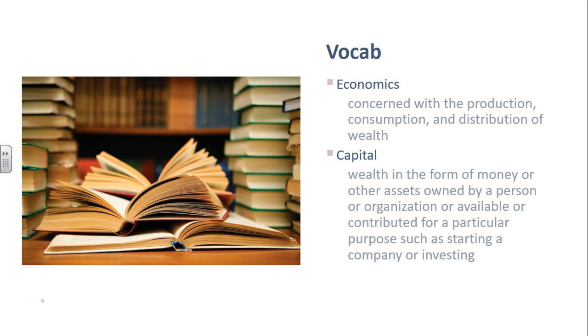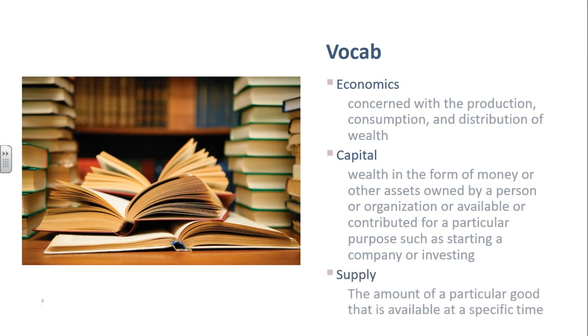And capital is going to be wealth in the form of money or other assets owned by a person or an organization. Okay, so it's any form of wealth that is available or contributed for a particular purpose, such as starting a company or investing. So for example, you have to have some overhead capital, so overhead money or overhead wealth if you'd like to maybe start a new business. So for example, your Starbucks right now, you've got capital in the form of all your different coffee stuff coming in. You want to open a new Starbucks location. You're going to have to use some of that capital to start that new location. You're going to use then that to make more money. I'll explain that more in class.